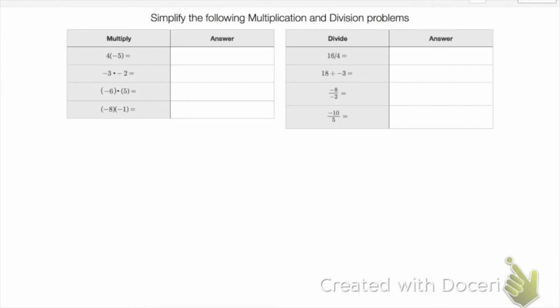So the next one, from last lesson, I know 4 times negative 5, the answer will be negative 20. Negative 3 times negative 2, the answer will be 6. Negative 6 times 5, the answer will be negative 30. And negative 8 times negative 1, the answer will be positive 8. 16 divided by 4, the answer will be 4. Negative 18 divided by negative 3, the answer will be negative 6. Negative 8 divided by negative 2, the answer will be positive 4. And negative 10 divided by 5, the answer will be negative 2.